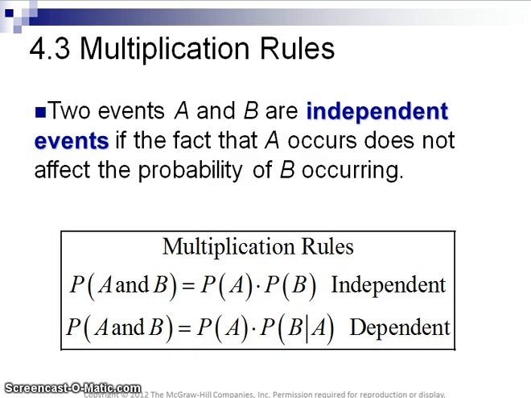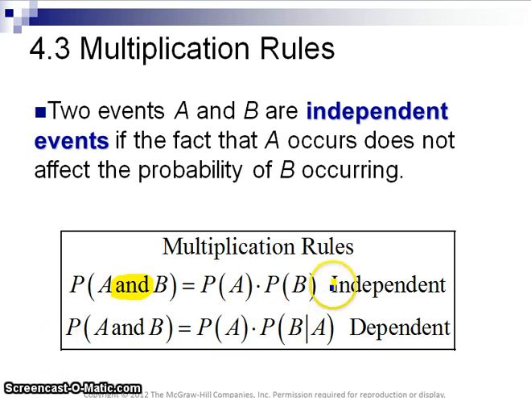Now, another definition we need to add to our notes is that of independent events. 2 events, A and B, are independent if the fact that A occurs does not affect the probability of B occurring. Okay, so we're going to use these 2 formulas on this particular problem, and I'd like for you to write these down. The probability of A and B, now notice the wording, what we did before with the addition rules was an or statement, so we're using multiplication rules for and statements.